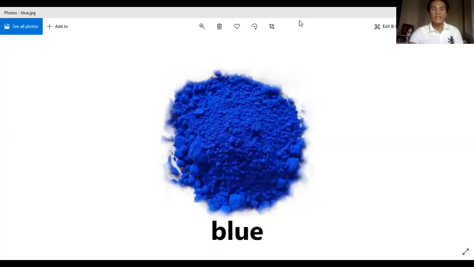Okay, so let us review the colors first. We will review 4 colors that you have seen on the worksheet I showed you. Okay, first, this one. Do you still remember this color? What color is it? It's blue. Again, it's blue. Very good. Blue. Okay, next color.